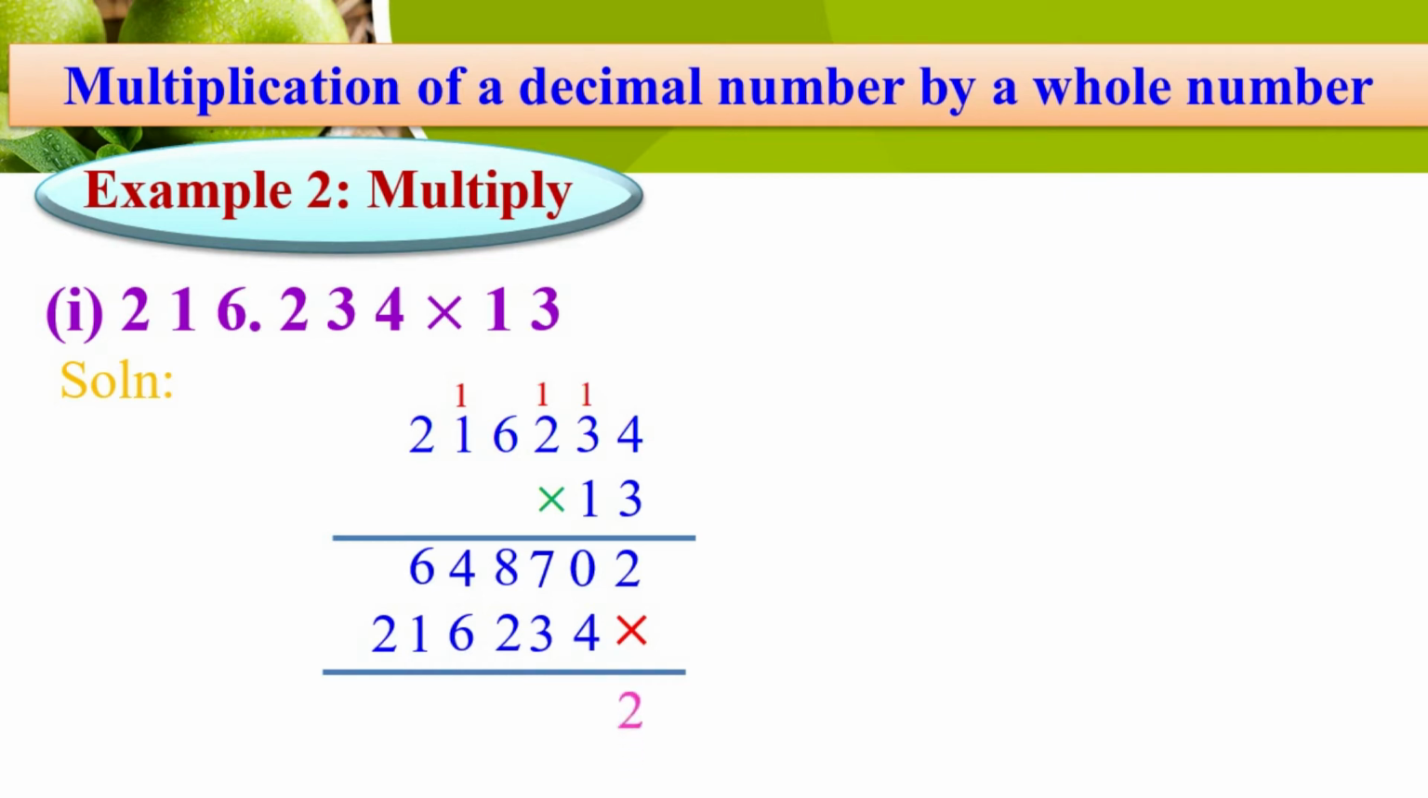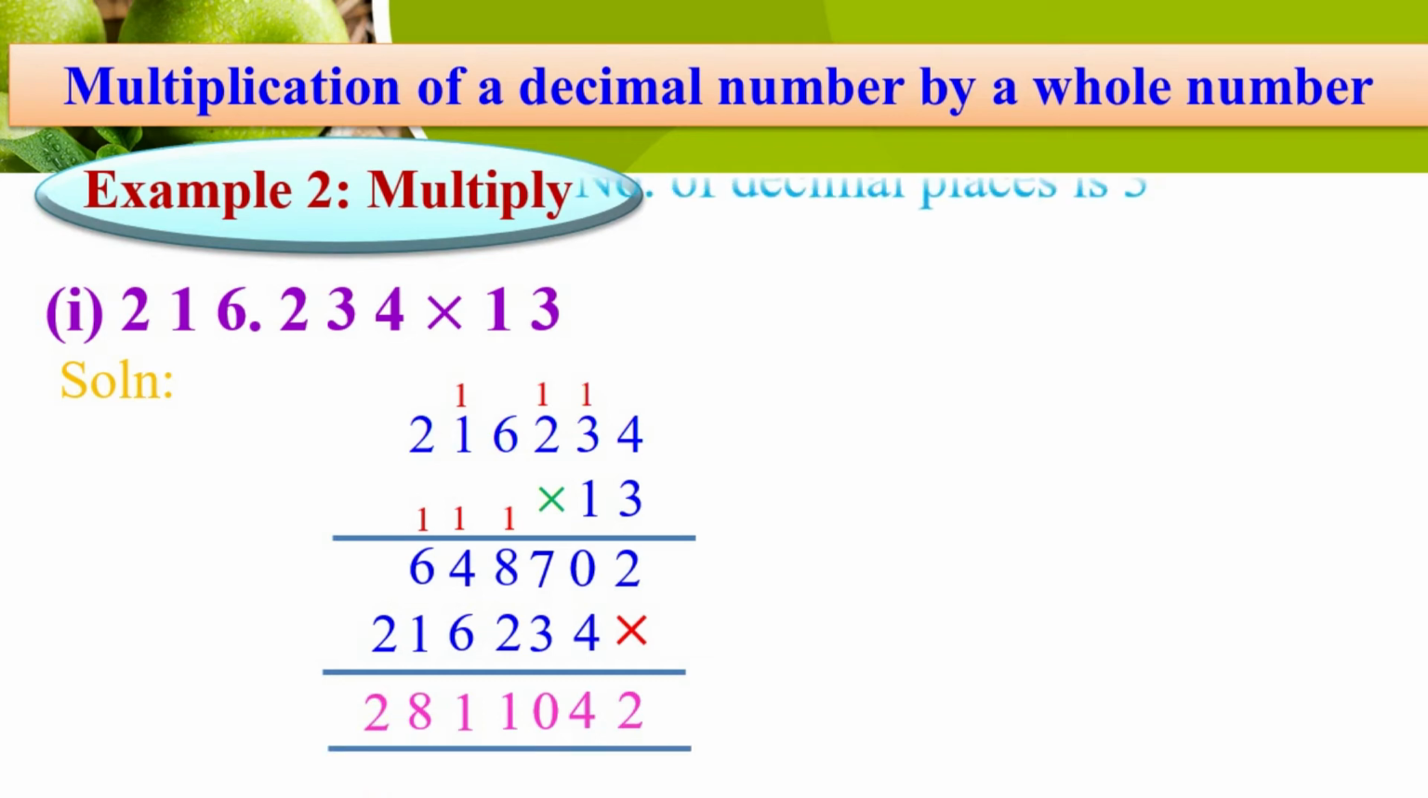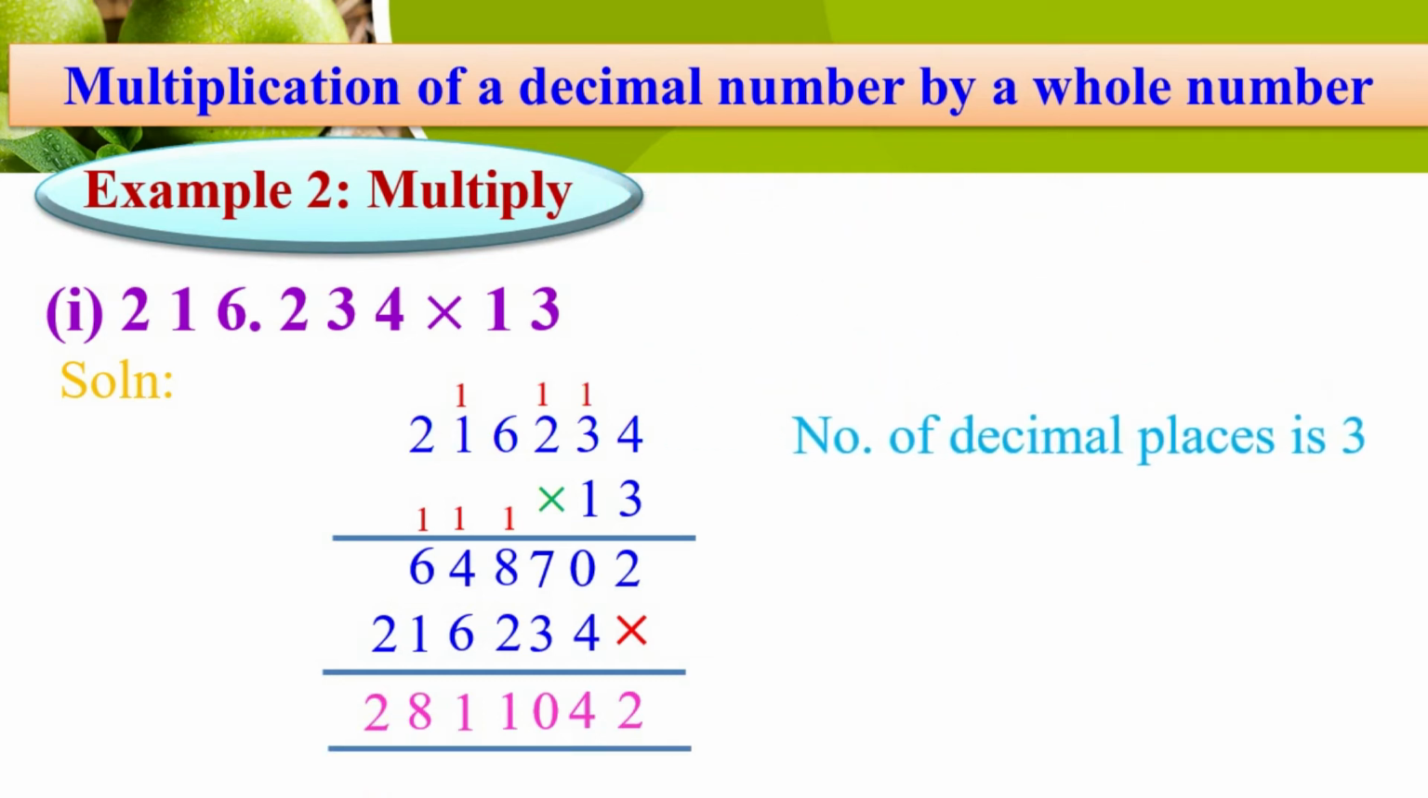Now add the values. 2. 0 plus 4, 4. 7 plus 3, 10. Place 0. 1 carry. 8 plus 2, 10, plus 1, 11. Remaining 1. 4 plus 6, 10. 10 plus 1, 11. Remaining 1. 6 plus 1, 7. 7 plus 1, 8. 2. Now we get the values.